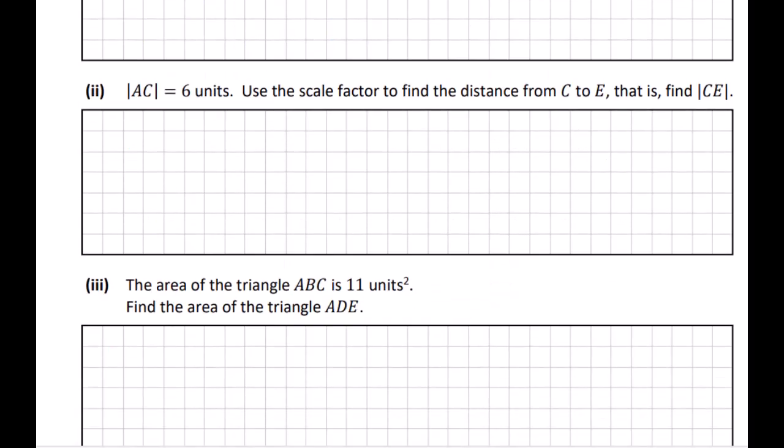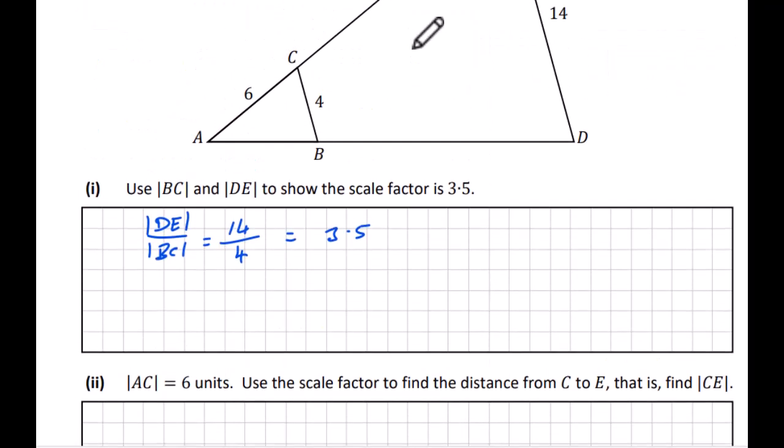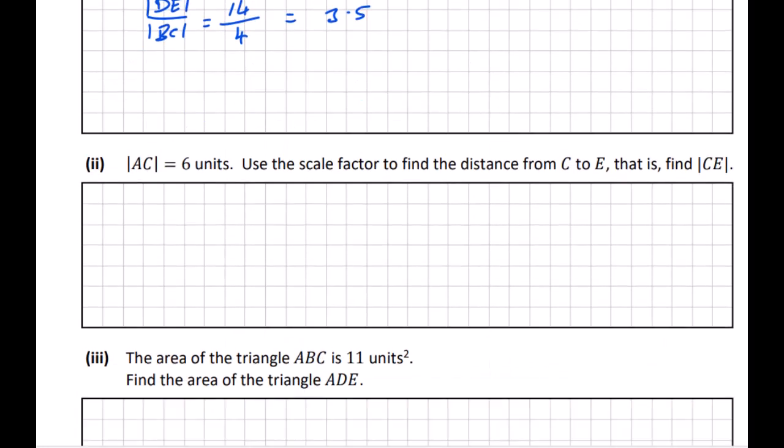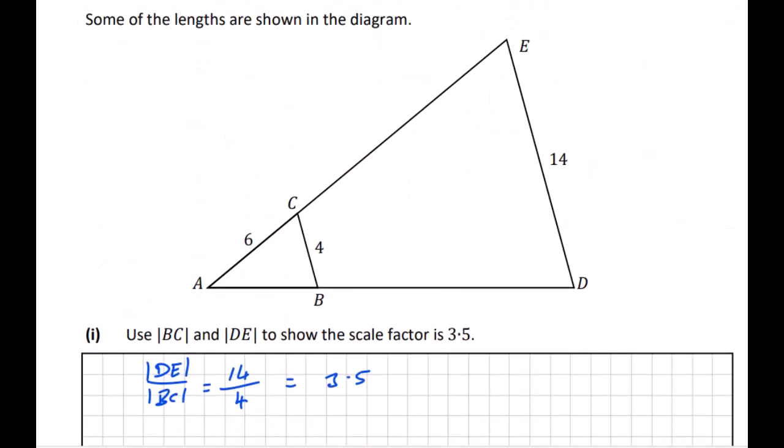Part 2. AC is 6 units, and we can see that AC here is 6 units. Use the scale factor to find the distance from C to E. So we want to find the distance from here to here. What I'm going to do is multiply 6 by the scale factor, and that'll give me the length of the corresponding side on the image triangle.